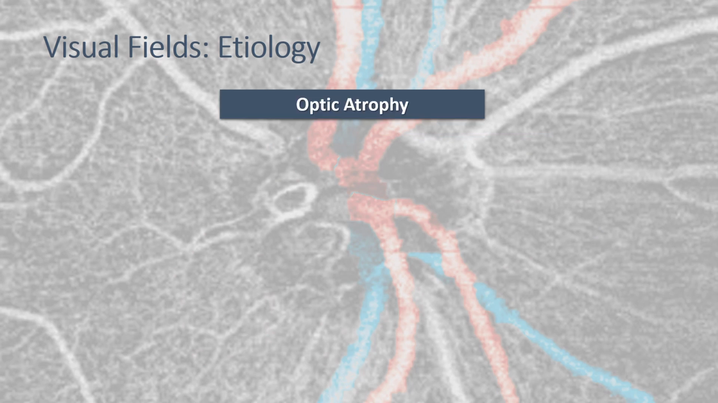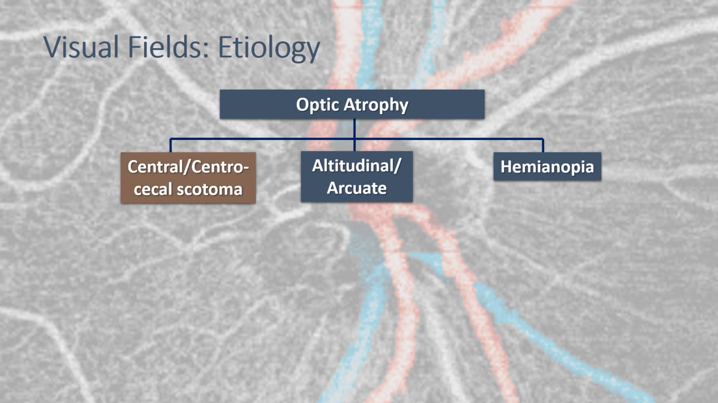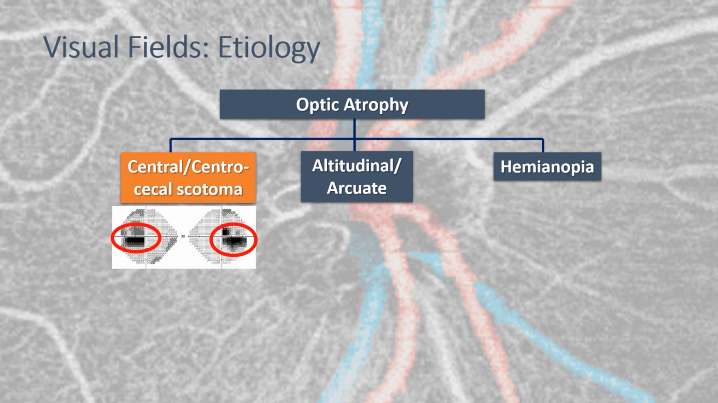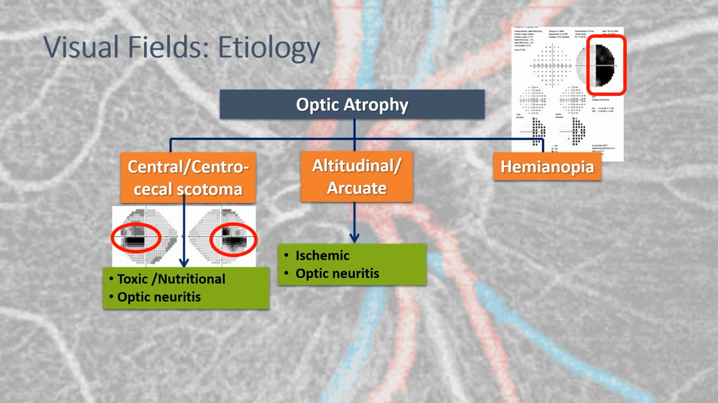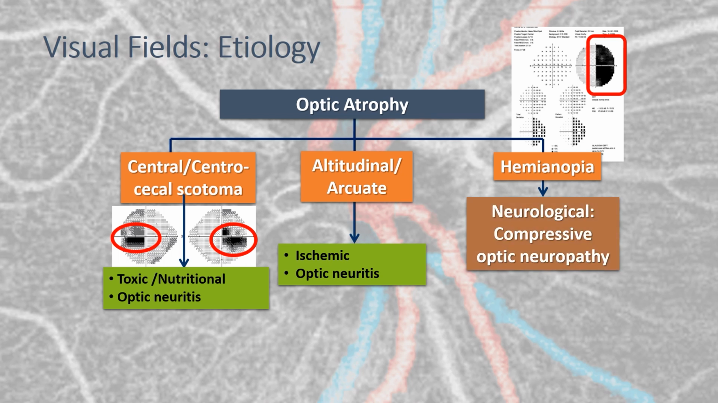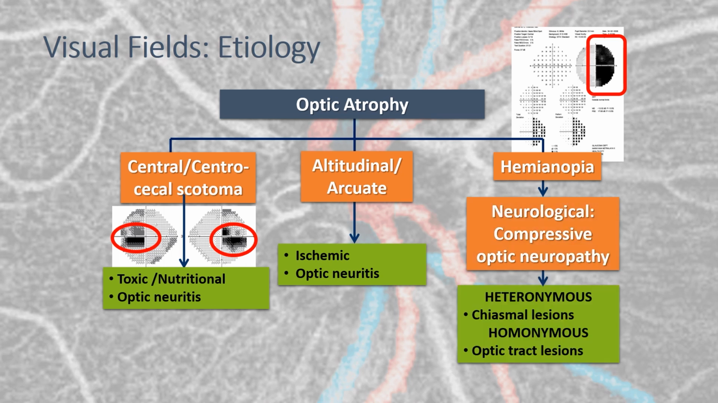On the basis of the visual fields, a central or a centrocecal scotoma is common in toxic or nutritional causes. Ischemia such as AION can present with altitudinal defect. Hemianopic field defects are suggestive of neurological or compressive lesions in the brain, which could be heteronymous in chiasmal lesions, while those of the optic tract show homonymous defects.